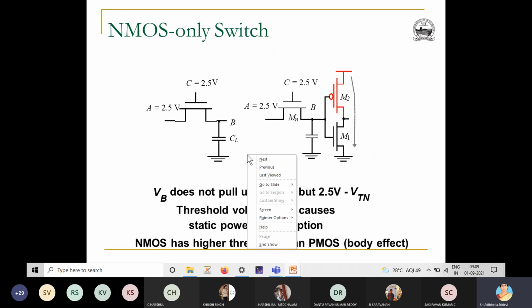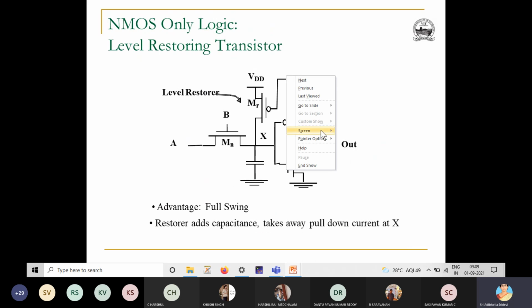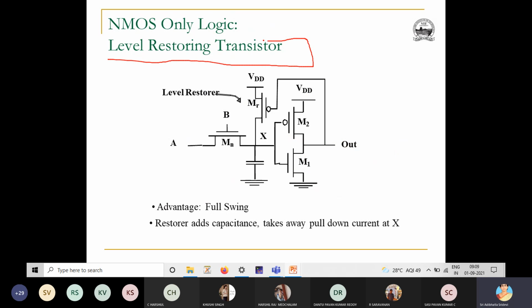So instead of going for another logic like the transmission gate, what people do is use some level restoring transistor at the output of the pass gate to cater to the deficit of the threshold drop.